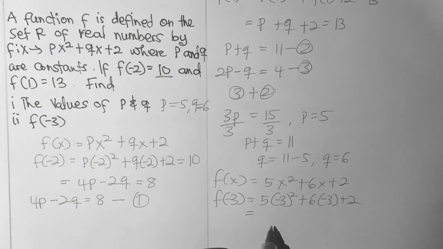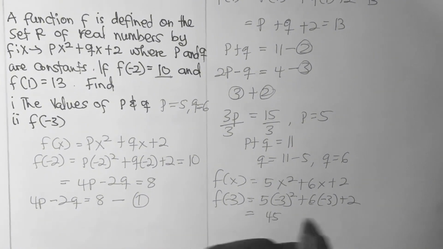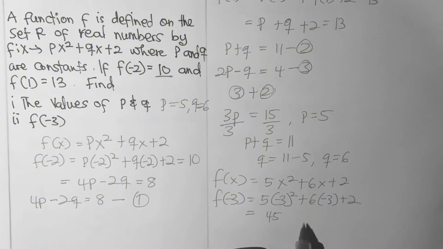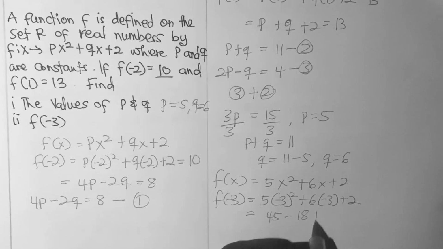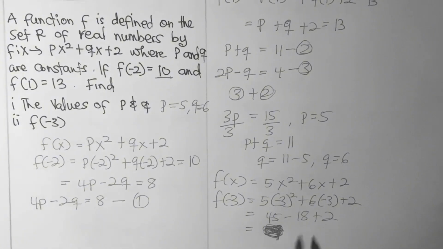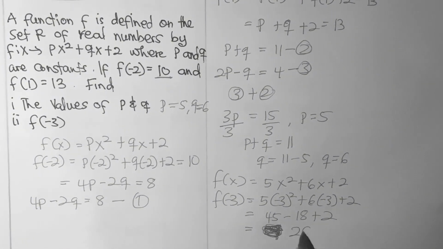So minus 3 squared is 9. 9 times 5 is 45. Then 6 times minus 3 is minus 18 plus 2. So 45 minus 18 plus 2 is 29.